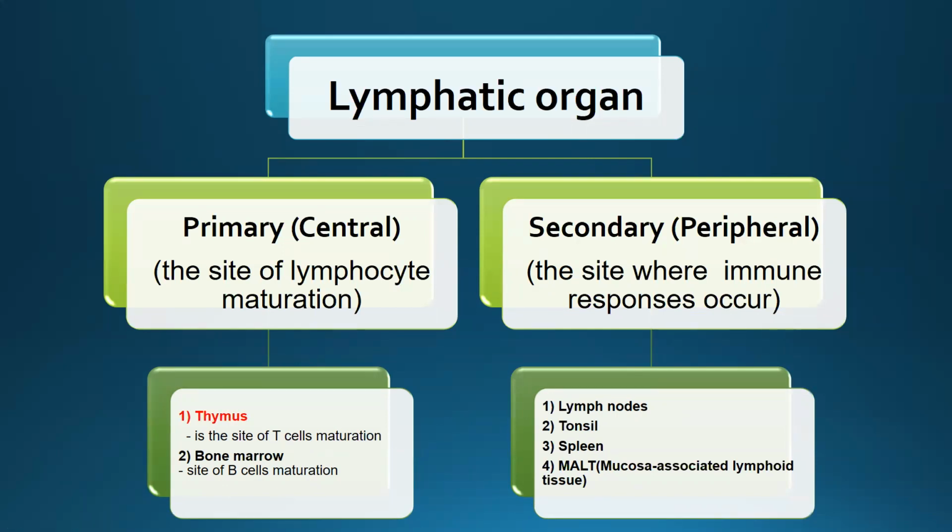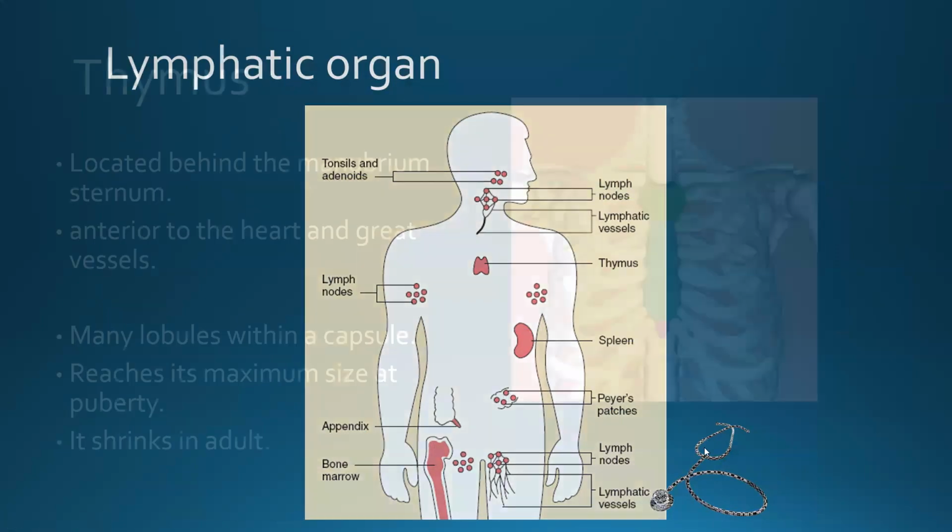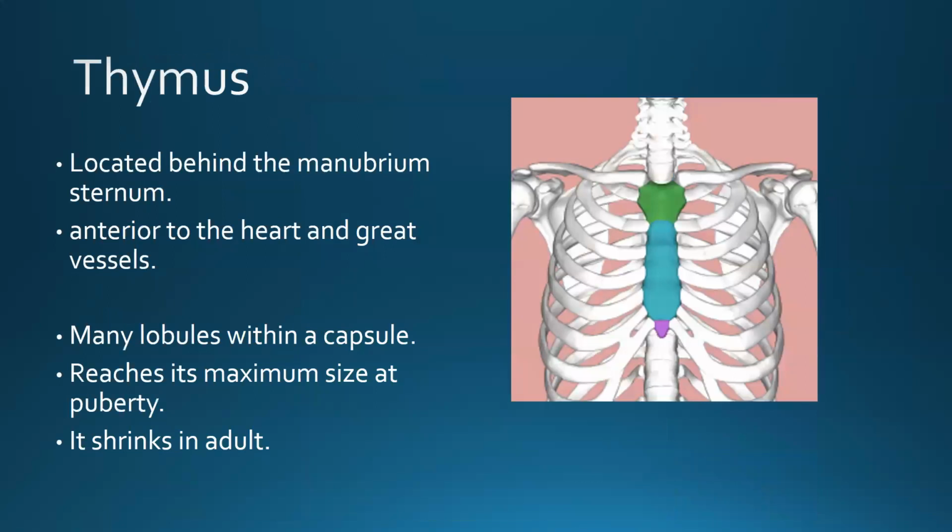Okay, I'm going to talk about the thymus first. Before I begin, these are all the lymphatic organs: the spleen, thymus, tonsils, many tonsils here, the lymph nodes, and the appendix is one of the lymphatic organs, and the bone marrow. Okay, the thymus. The thymus is a lymphatic organ.